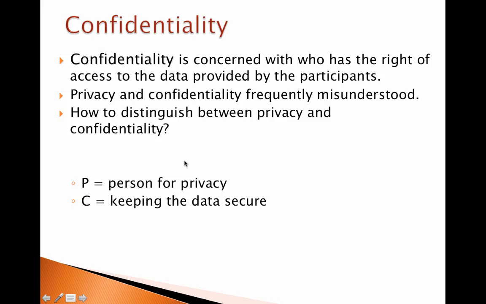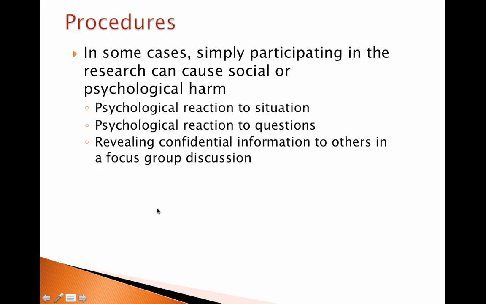On the other hand, confidentiality is concerned with who has the right of access to the data that have been provided by the participants. Privacy and confidentiality concepts are frequently misunderstood. So, how does one distinguish between privacy and confidentiality? Well, a helpful mnemonic is to always equate P with person for privacy issues, and C represents keeping the data secure.